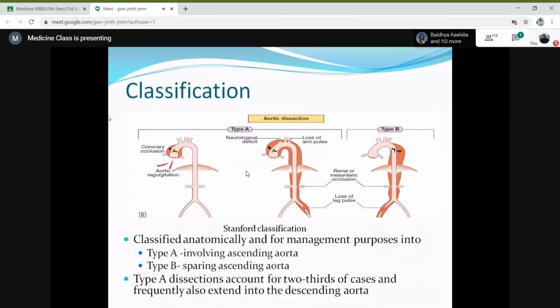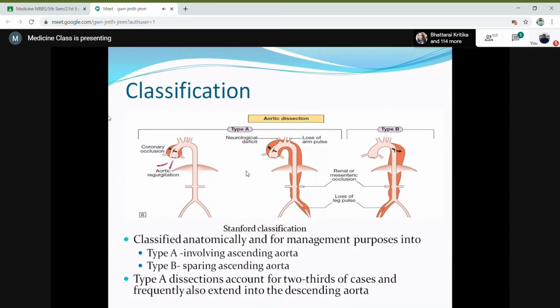Now you have to know about this classification. Okay, so classification, it is important for the planning of the treatment. The most important and the simplest one is the Stanford classification. It classifies this aortic dissection anatomically for management purposes.